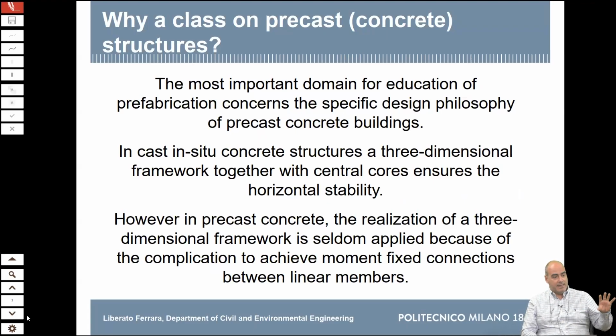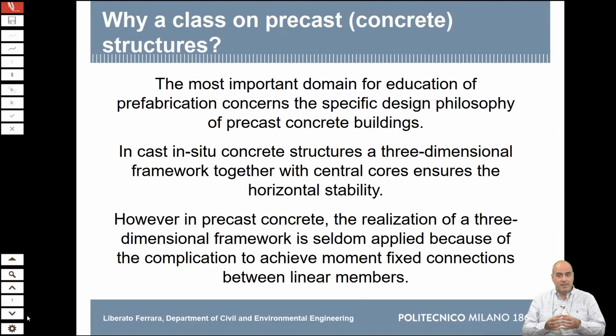Bear in mind that in ordinary cast-in-place reinforced concrete structures, we have generally a 3-dimensional frame, and the stability against horizontal actions is guaranteed by some cores, which are generally the staircase and elevator cores, if you think, for example, of a residential or an office building.